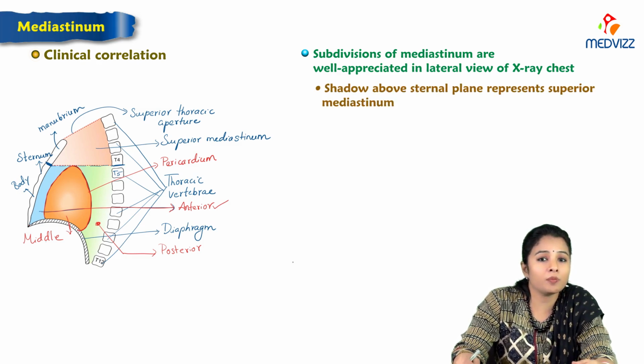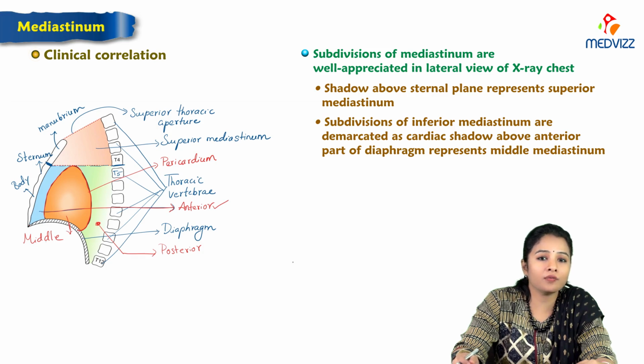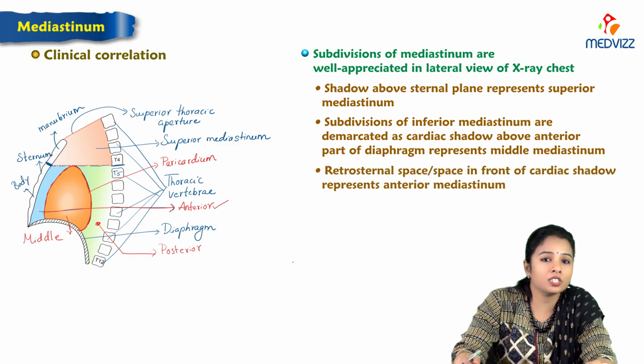So the shadow above the sternal plane represents the superior mediastinum. The subdivisions of inferior mediastinum are demarcated as cardiac shadow above the anterior part of the diaphragm represents the middle mediastinum. And retrosternal space, the space in front of the cardiac shadow, represents the anterior mediastinum.